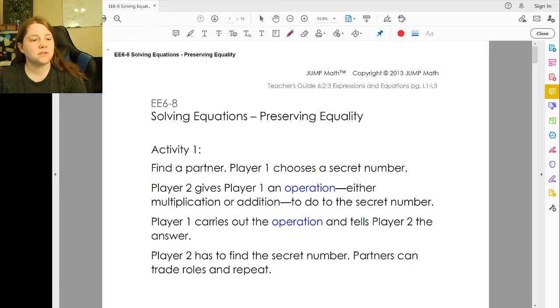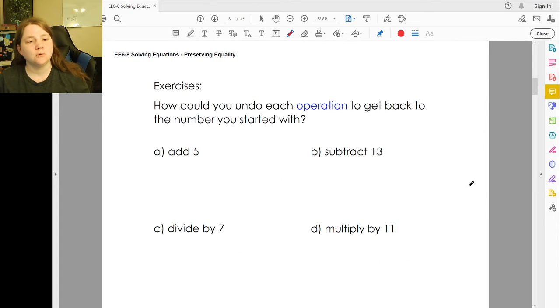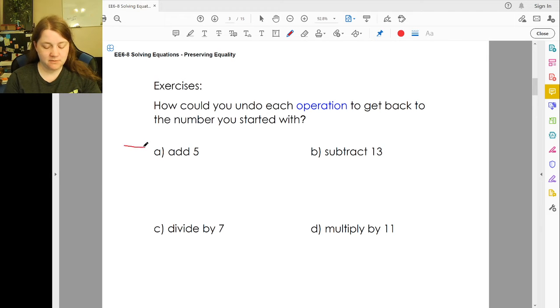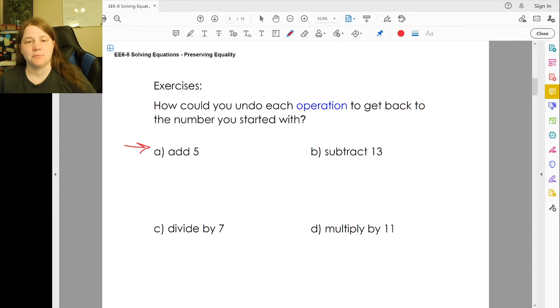This video is going to be about solving equations and preserving equality. So let's say that I was given an operation. Let's say it happened to be add 5. How would I go about doing the opposite of that? How would I undo that operation?